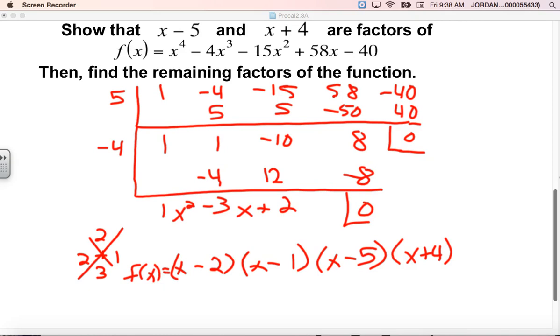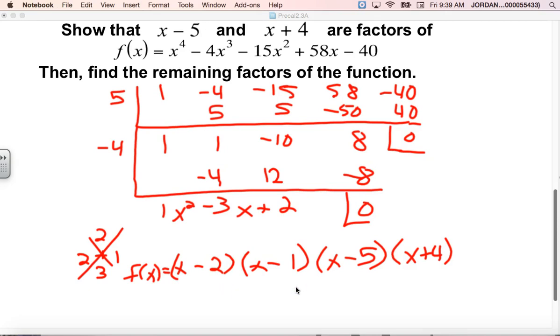Now we're doing the other expression, x plus 4. So we use -4 when we do synthetic division. We multiply and add, and all that good stuff, and get a remainder of 0. Now the numbers that were left over were 1, -3, and 2. So again, we have to add in the x's now to see what the expression says. We lost 2 exponents, so it went from x to the fourth down to x squared. So we get 1x squared minus 3x plus 2, which is easily factorable by Xbox. Once we factor it, we get these two expressions right here, x minus 2 and x minus 1.